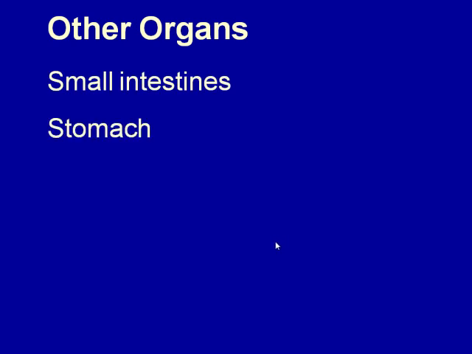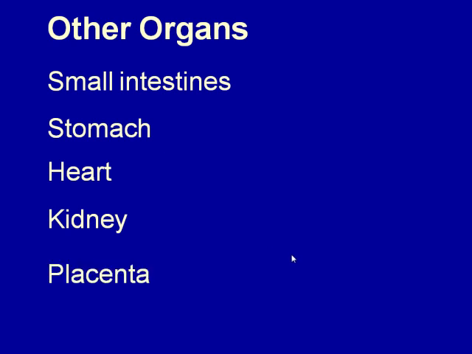Now, there are other organs in the body that do dual duty. When we look at the digestive system, we'll find that the small intestines and the stomach make some hormones that help control digestion. The heart actually makes a hormone that helps control blood pressure. The kidney makes a hormone that helps produce red blood cells as well as control blood pressure. And then the placenta is a temporary organ that helps exchange materials between the mother and the fetus in utero, but also produces some hormones.